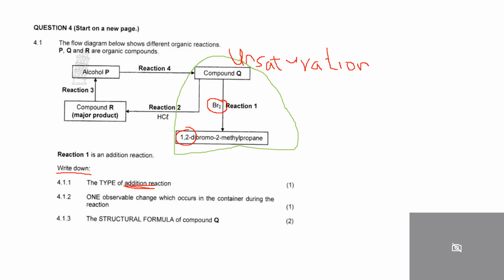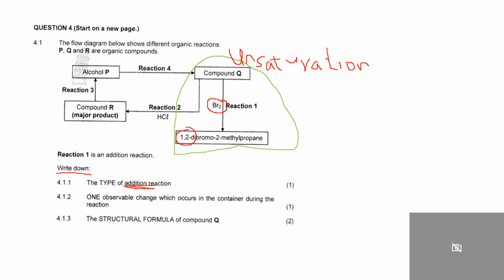The color of bromine water is reddish brown. Once we add it to an unsaturated compound, the color will disappear. So in other words, we usually say that unsaturated compounds, all the unsaturated compounds, decolorize bromine water.